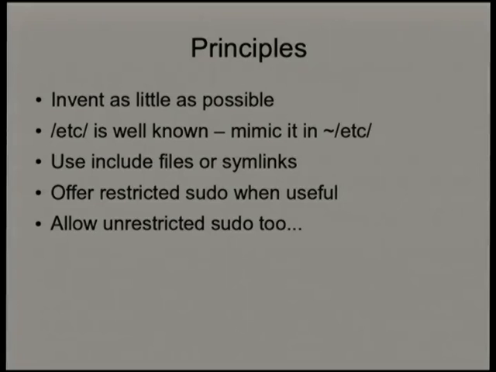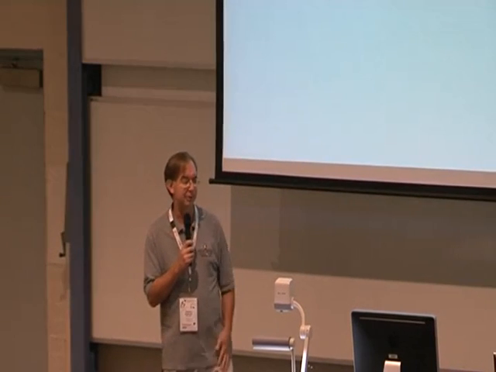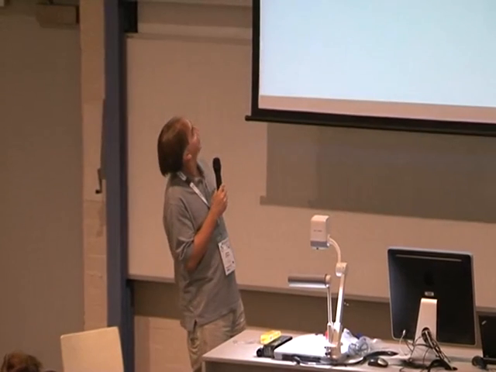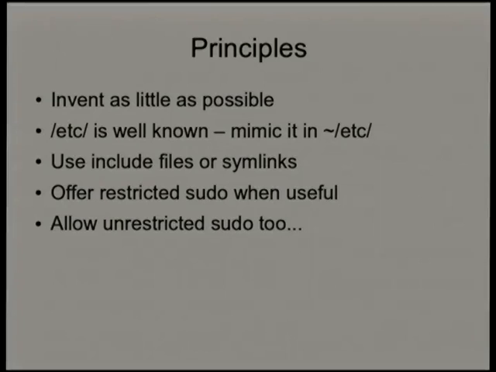Okay, so the principle was we just wanted to have as simple a machine as we could. We didn't want to invent anything new because we're not that bright anymore. So everybody knows about /etc. We thought we would just duplicate that infrastructure in people's home directories and work with that because everybody knows how to do that. For most of the things you want to run, you can either include files or you can just symlink things into directories where they'll get used by the system.